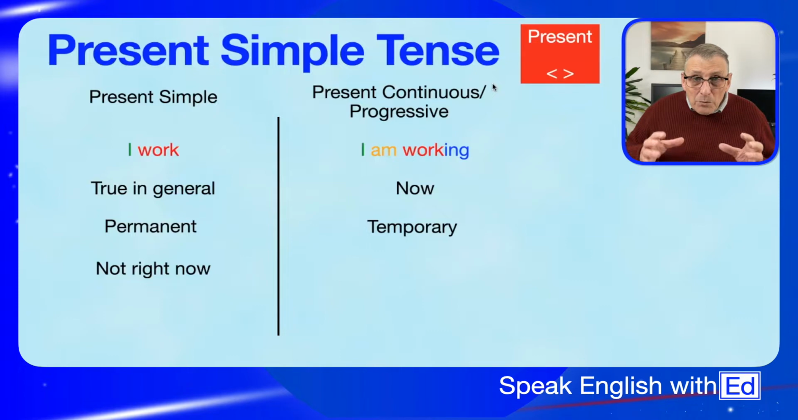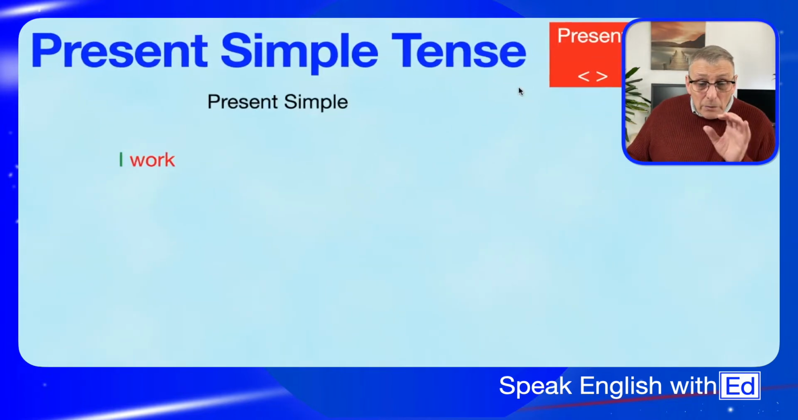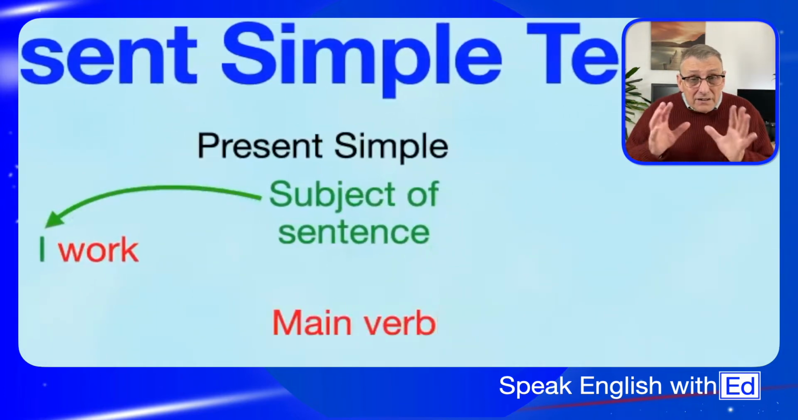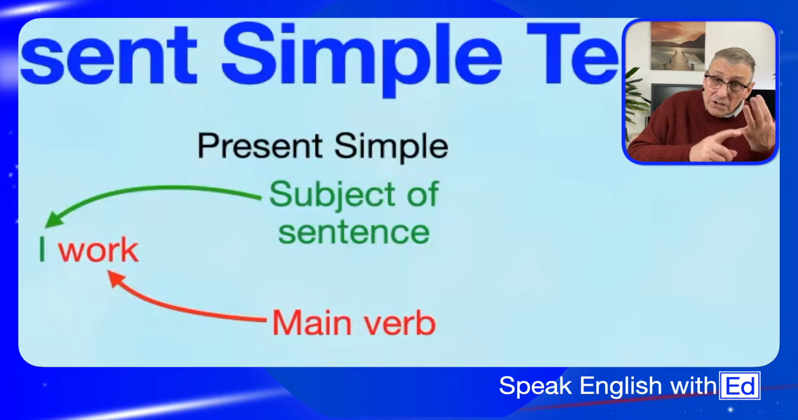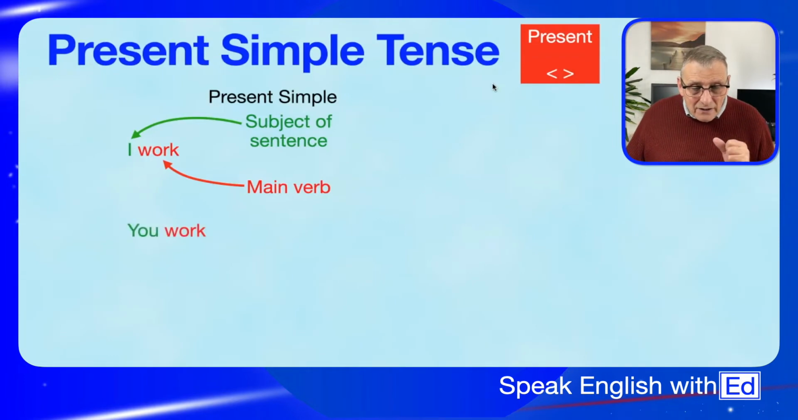It's temporary. So we've got I work, present simple tense. It's got everything. This is a sentence and it's got everything that a sentence needs. It's got a subject and it's got an action. So it's got a verb. The verb is providing the action.